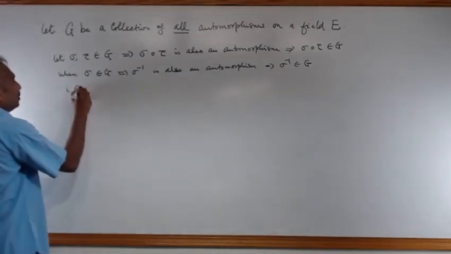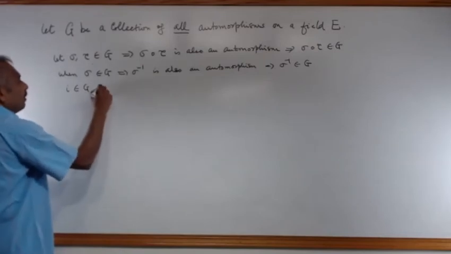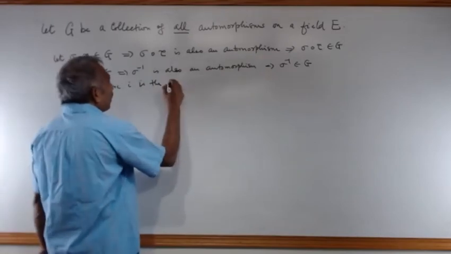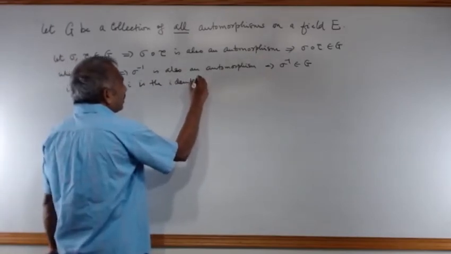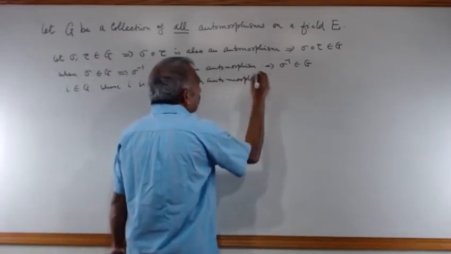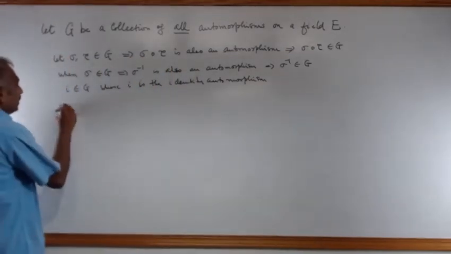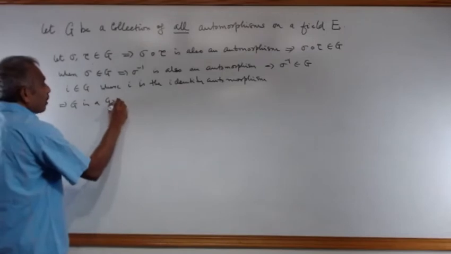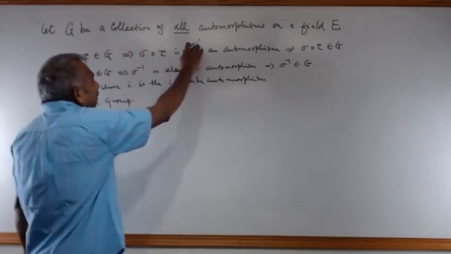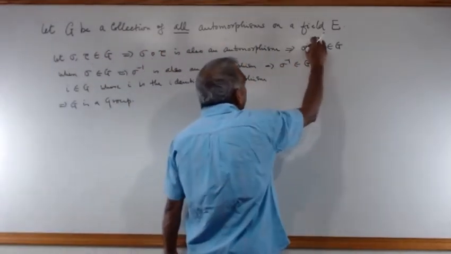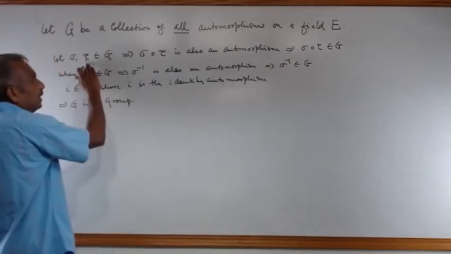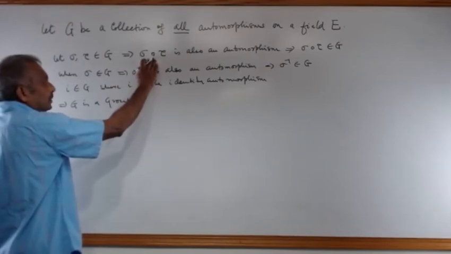And I belongs to G, where I is the identity automorphism. So that implies G is a group. So the collection of all automorphisms on a field is a group under composition. Here the binary operation is composition.